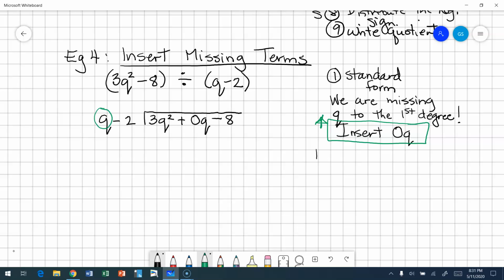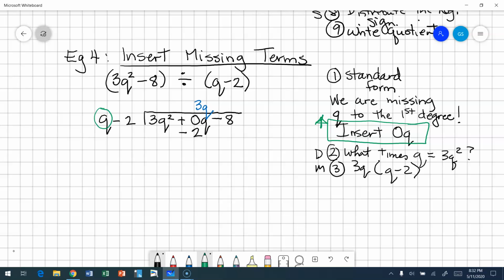All right, so we start with our D, which is our division. What times q equals 3q squared? Okay, and the answer is 3q. Two places. Now we're going to multiply 3q times the quantity of q minus 2. Let's start again. 3q times negative 2 is negative 6q. 3q times q is 3q squared.